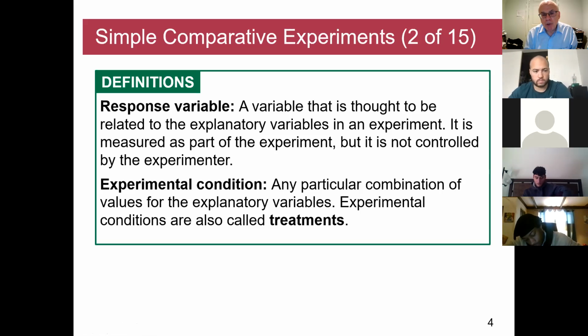A person doing an experiment may call those treatments. Even though the word sounds kind of weird in terms of a reading program, you can understand that they're referring to combinations of the explanatory variables. That's called the experimental condition. Any combination of values for the explanatory variables, these combinations are called treatments.